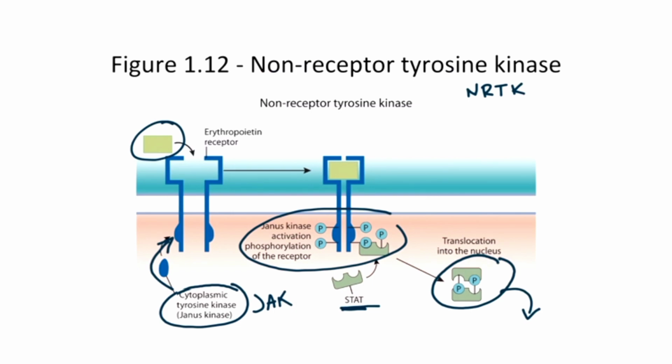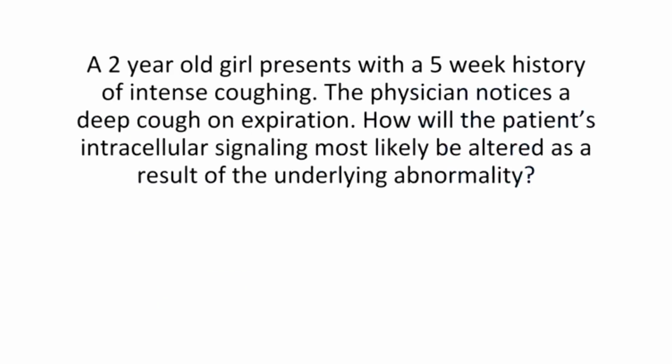Okay, with this in mind, let's do some questions. A 2-year-old girl presents with a 5-week history of intense coughing. The physician notices a deep cough on expiration. How will the patient's intracellular signaling most likely be altered as a result of the underlying abnormality?